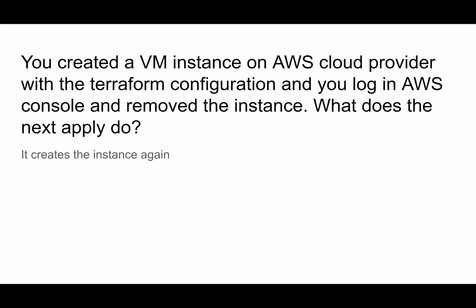You created a VM instance on AWS Cloud Provider with the Terraform configuration, and you log in to the AWS console and remove the instance. What does the next apply do? If you think about this question, you just removed an instance and you're running apply, so it's going to check to see if that instance exists, so it creates the instance again.